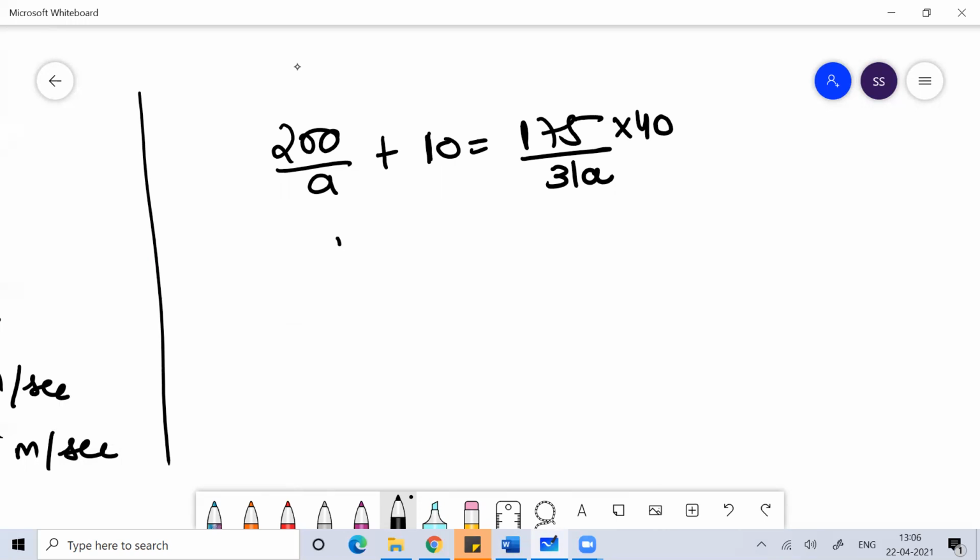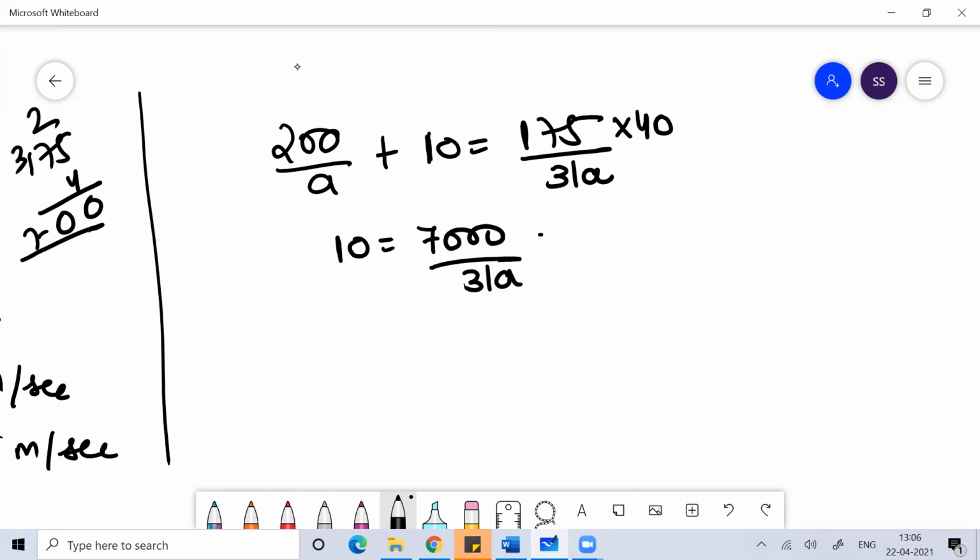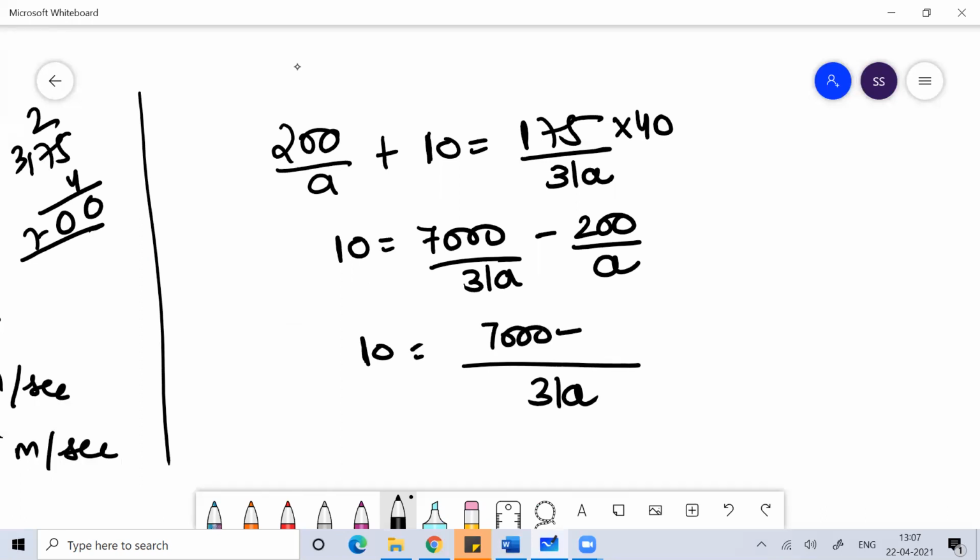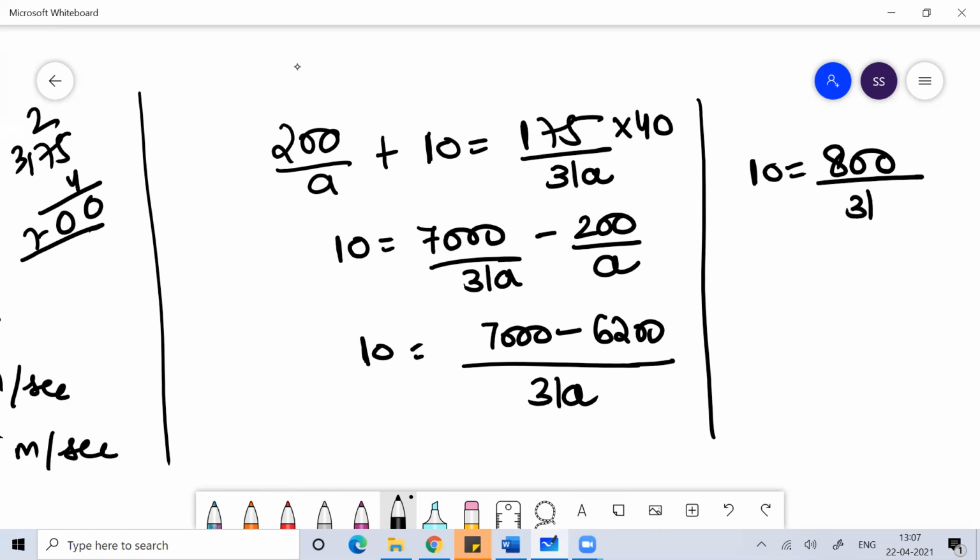So I can write this 10 is equal to 175 into 4. This is 7,000 by 31A minus 100 by A. This is 10 is equal to 31A, this is 7,000 minus 31 twos are 62, 6200 by 31A. So this is 10 is equal to 800 by 31A. A is equal to 80 by 31 meter per second. So that is the speed of A.